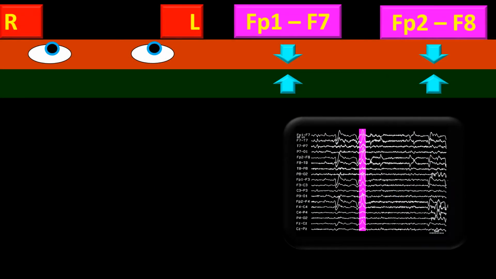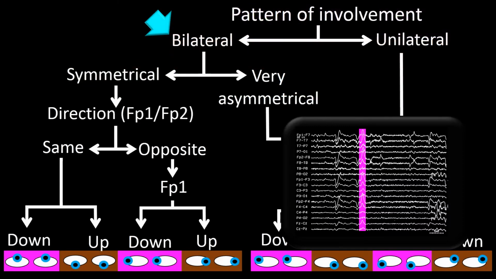Both channels are going up. So the eye movements were bilateral, symmetrical. The direction of the eye movement is the same on both eyes, and that direction is up. Therefore, the person is looking down.